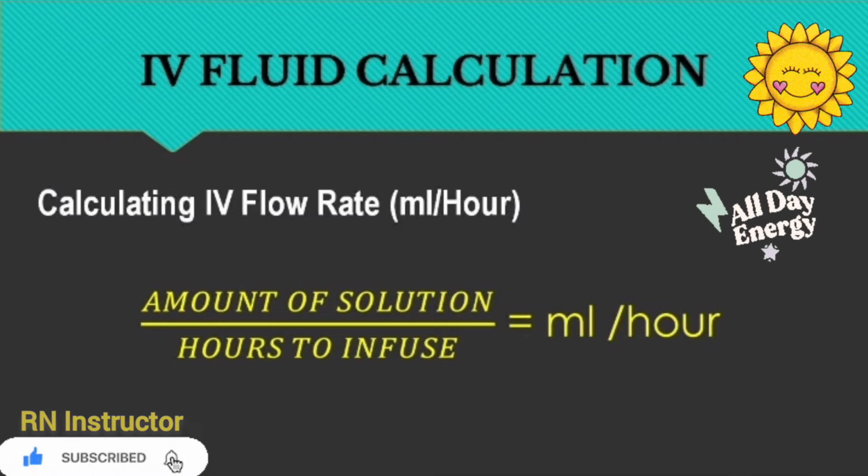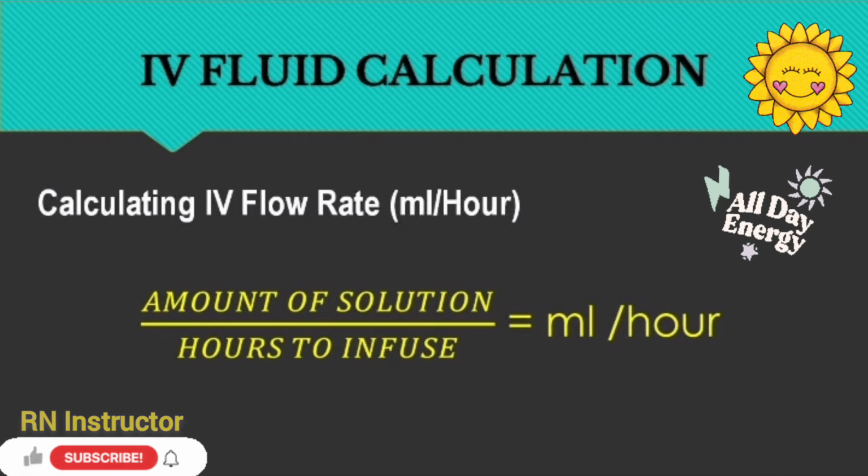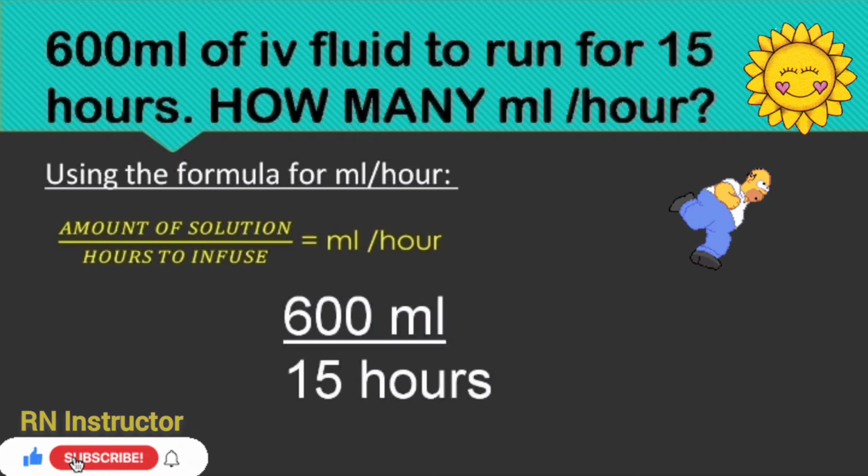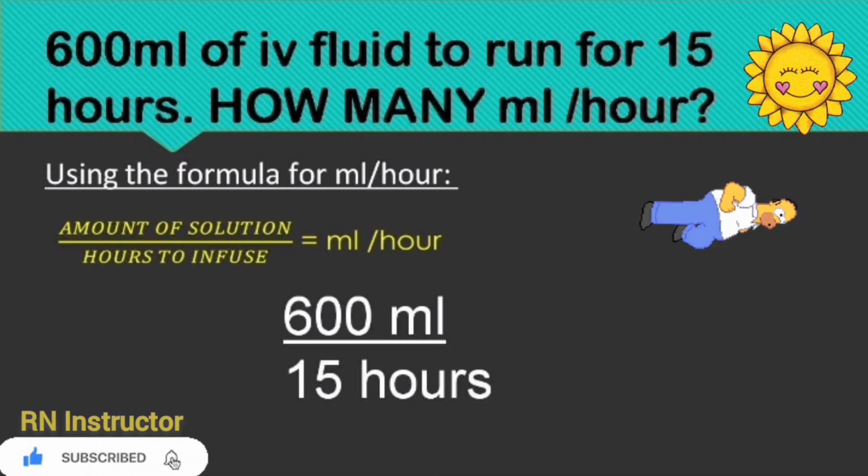Amount of solution to be infused to the patient divided by hours to be infused gives the ml per hour formula. Okay, this is another formula than your basic formula. So the question is 600 ml of IV fluids to run for 15 hours. So how many ml will you administer to your patient?